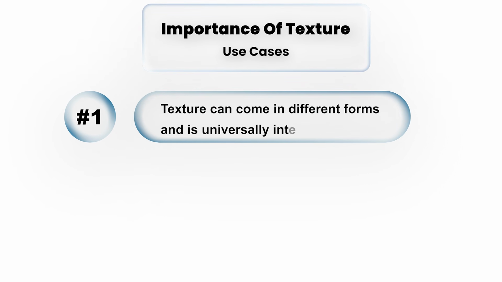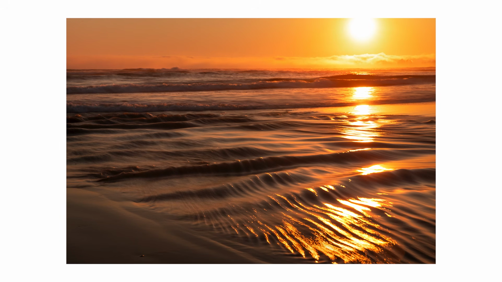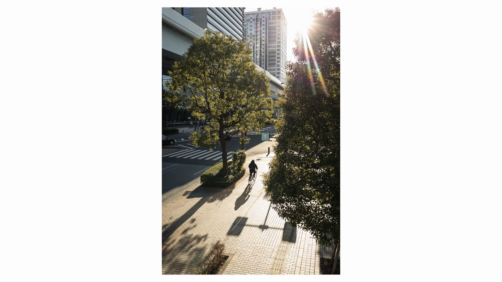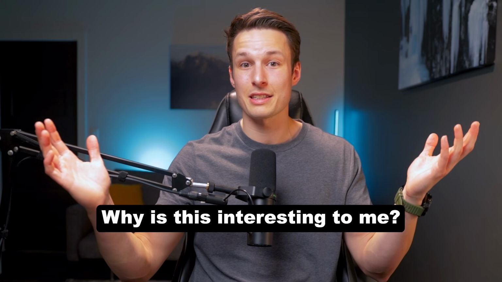So the point being, texture can come in many different forms and is almost universally interesting. They're a great piece to focus on or a way to complement another important subject in your frame. These textures can come in the form of waves or ice or light creating uneven shadows on an object. It could be cracks in a rock, flowers in a field, and so on. But if this still feels hard to identify when you're out shooting, ask yourself this simple question: why is this interesting to me?